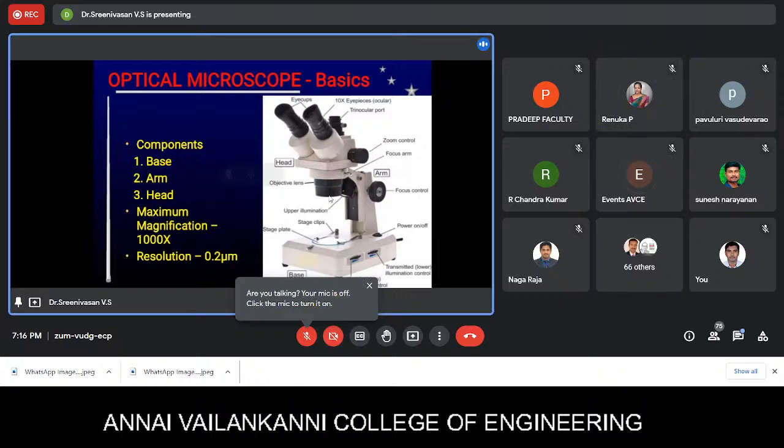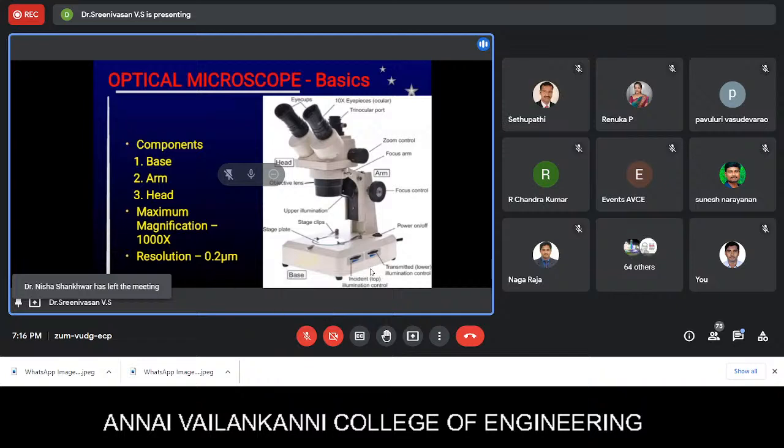Okay, ma'am. Actually, this is the schematic arrangement of the optical microscope. It consists of three basic components: base, arm, and head. Base part is the bottom part of the machine, and it consists of a light source. Actually, there are two light sources which are available on this machine. One of them is available at the bottom. That is the lower illuminating element.